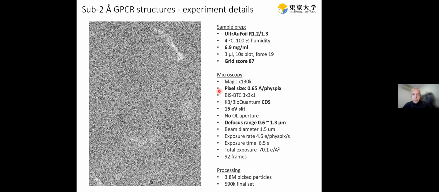For the microscopy, I went one magnification up from the one we typically use. So instead of 0.8 angstrom per pixel, we are at 0.65. This should improve the DQE performance of the camera. We use beam image shift acquisition in cryo-EM with a K3 detector in CDS mode.